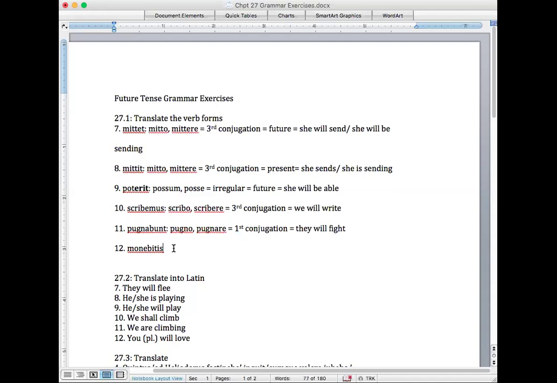And last one, number 12, monebitis, comes from moneo. And I believe this is second, but I'm just going to look it up to check. And you can do this too. I wish you could see what I'm doing, but I've done screen share only. So we're back in the glossary. Moneo, monere is going to be second with the long E. So hooray, I was right. And that's going to be you all will warn.